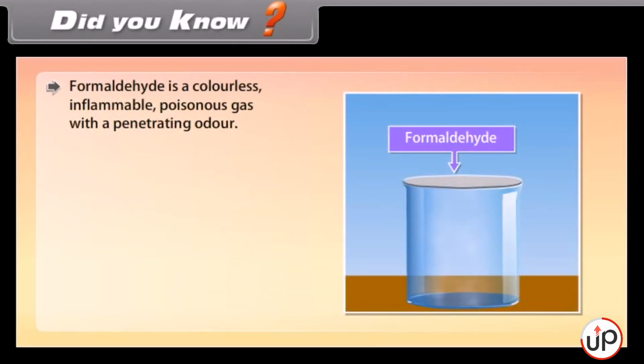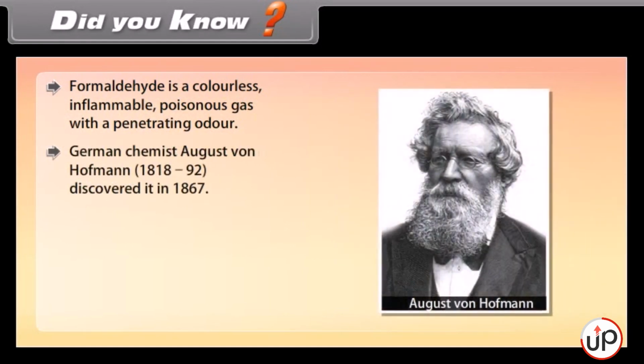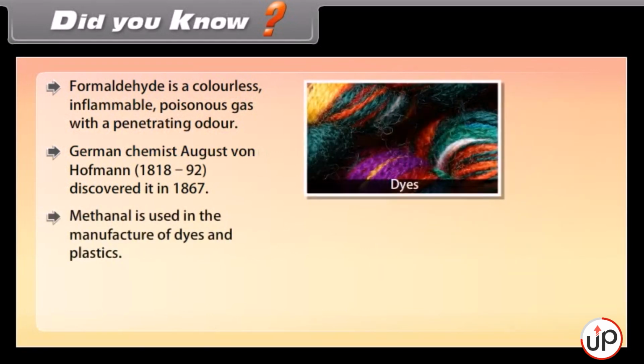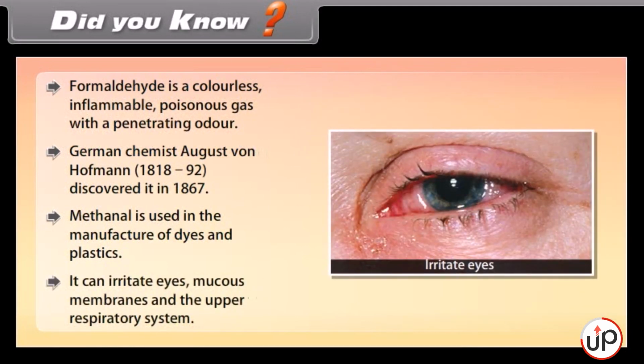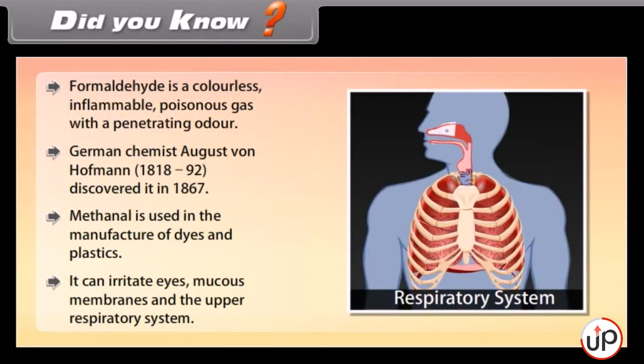Did you know? Formaldehyde is a colorless, inflammable, poisonous gas with a penetrating odor. German chemist August von Hofmann, 1818 to 1892, discovered it in 1867. Formaldehyde is used in the manufacture of dyes and plastics. It can irritate eyes, mucous membranes, and the upper respiratory system.